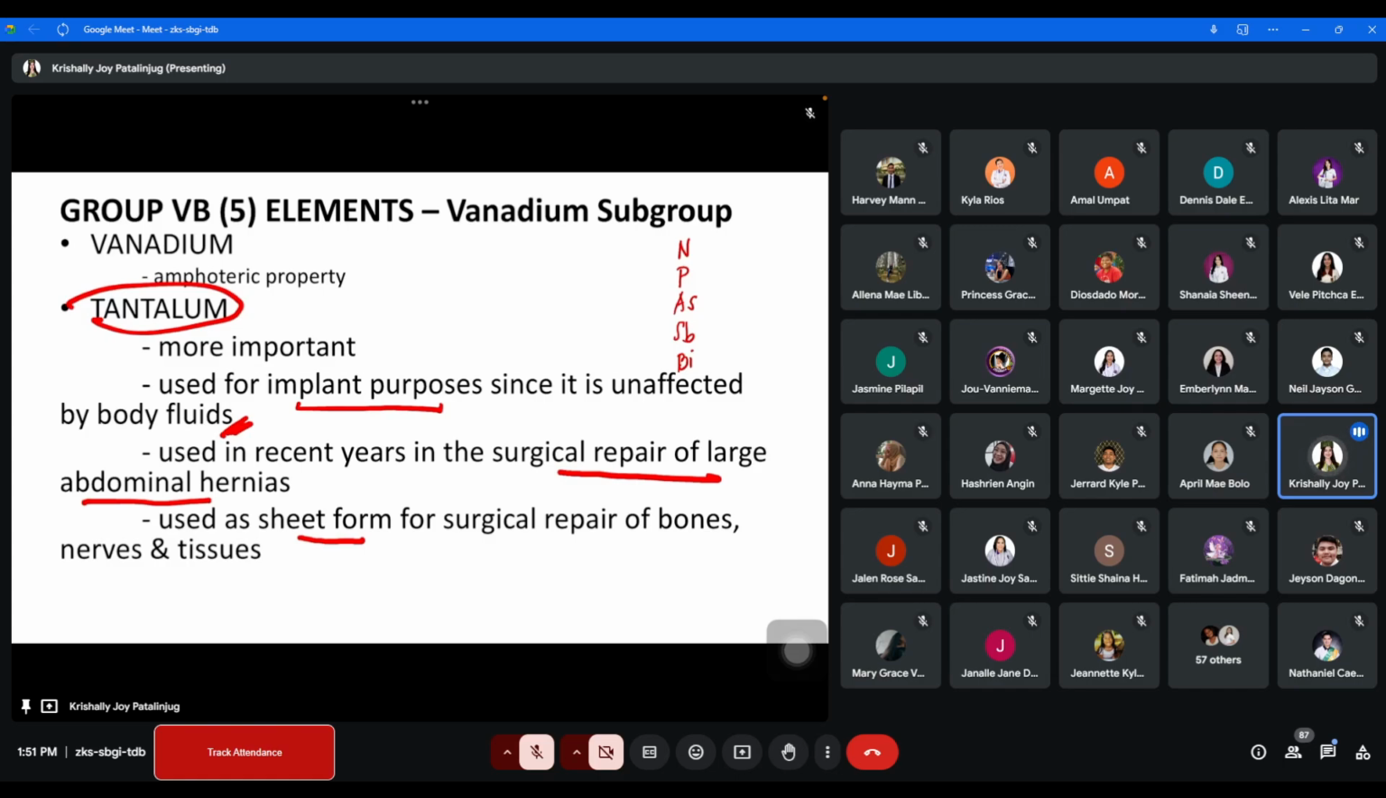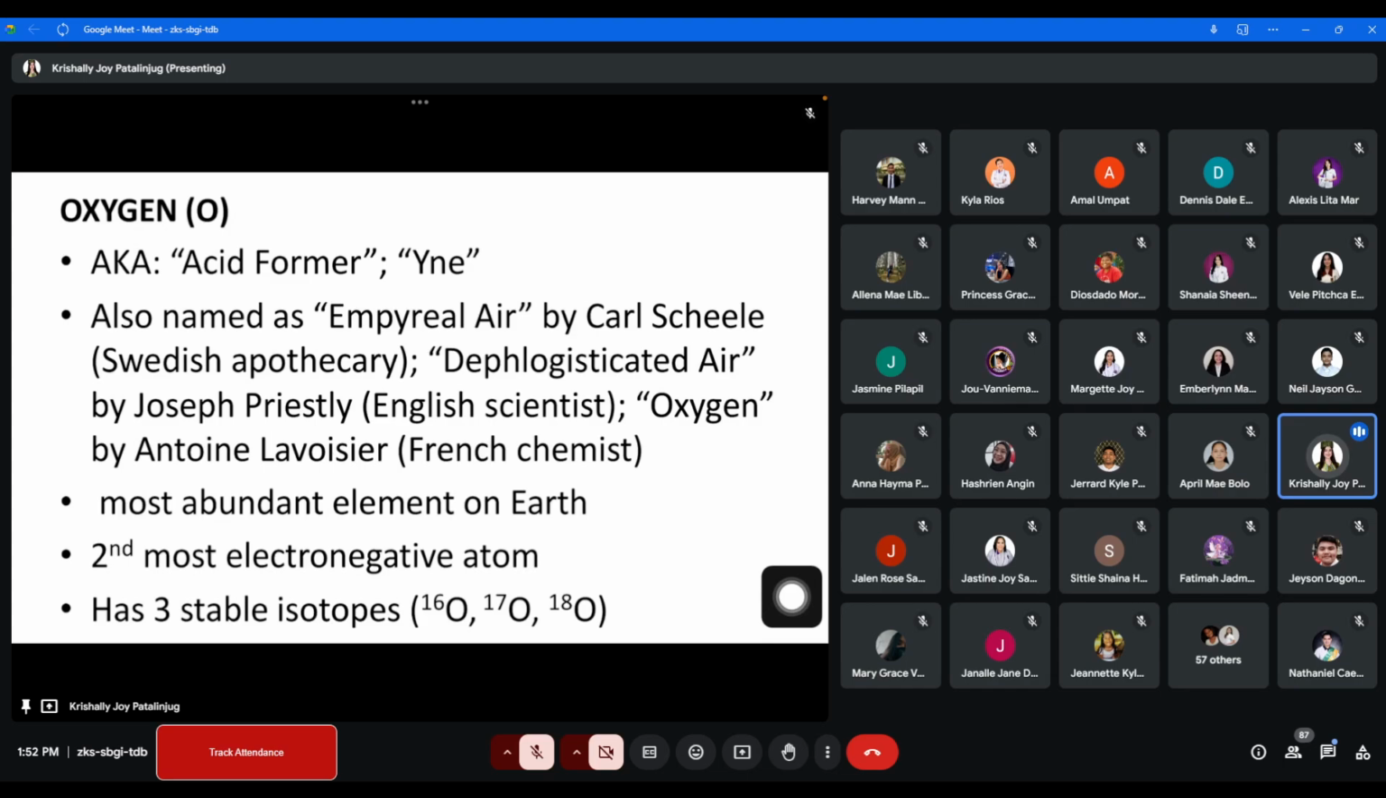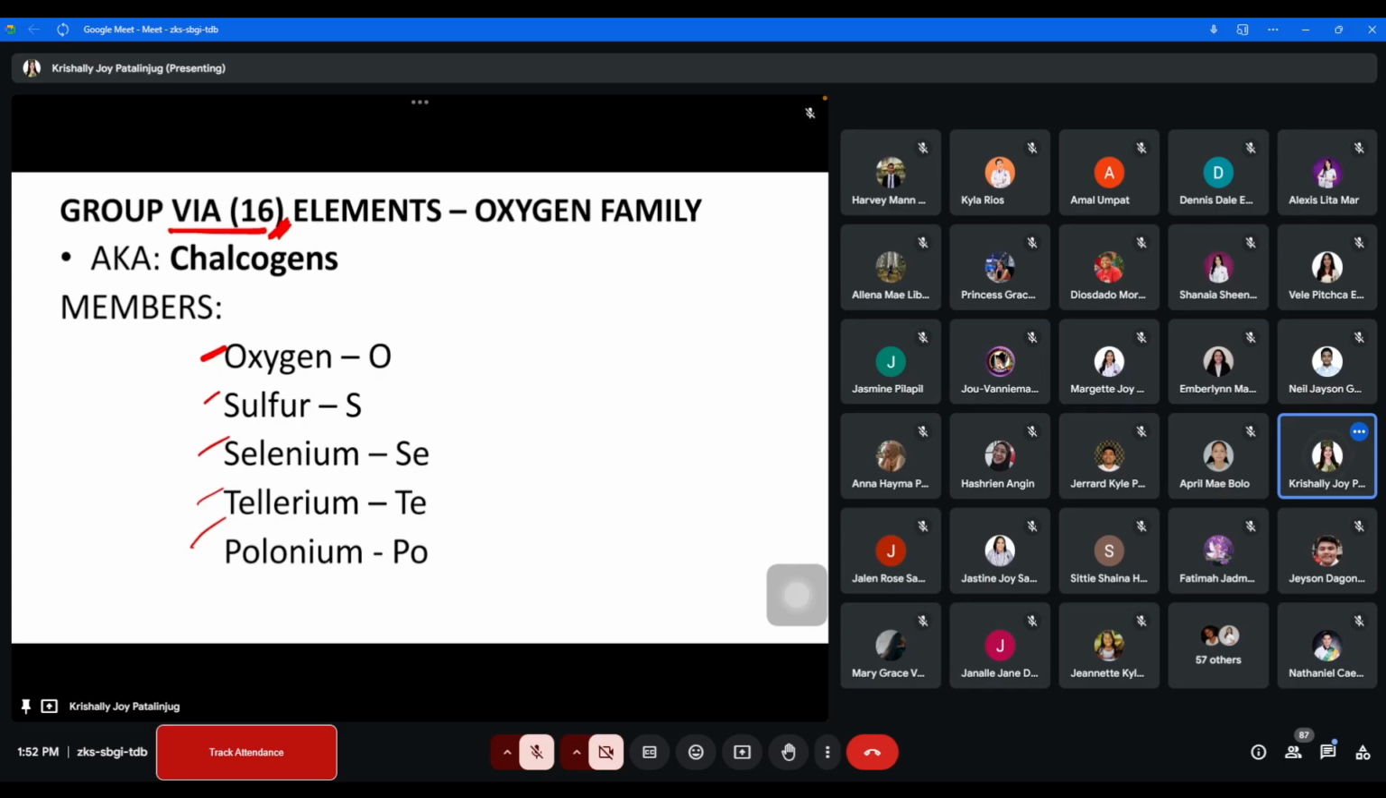So done with group 5 elements. So we'll proceed with the next group properties of the elements naman under group 6A, or sila naman yung group 16 elements. These are the chalcogens. Yan yung chalcogens, oxygen family. So we have the following: oxygen, sulfur, selenium, tellurium, polonium. Okay? Yung pnictogens, yun yung nitrogen family. Chalcogens, oxygen family. Okay, let's start with oxygen.